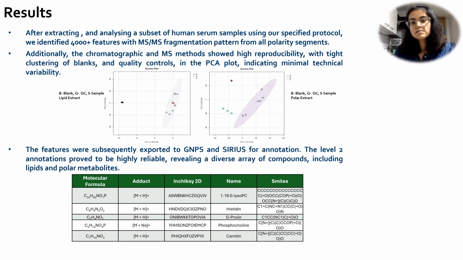or do they make any sense or not. So we exported the feature list from MZmine to different software like GNPS and SIRIUS, and there we found a diverse array of compounds belonging both to the polar fraction as well as to the non-polar fraction of the human metabolome, indicating reliable results.